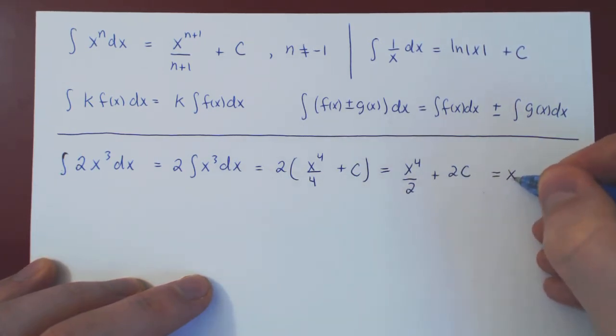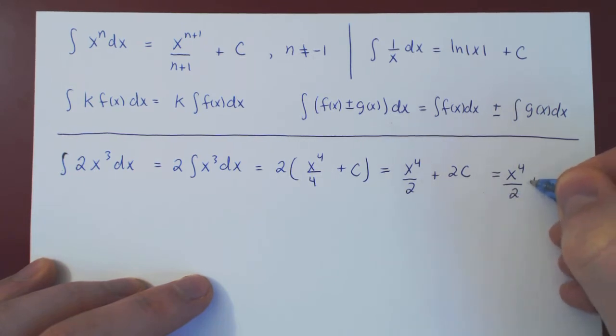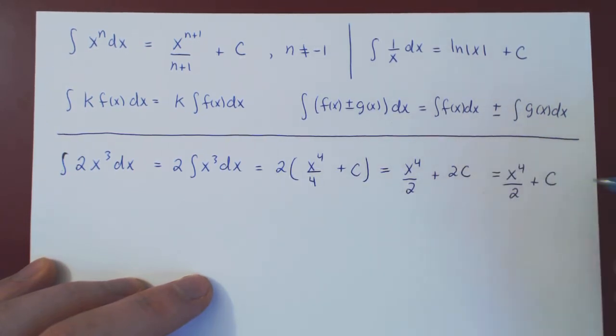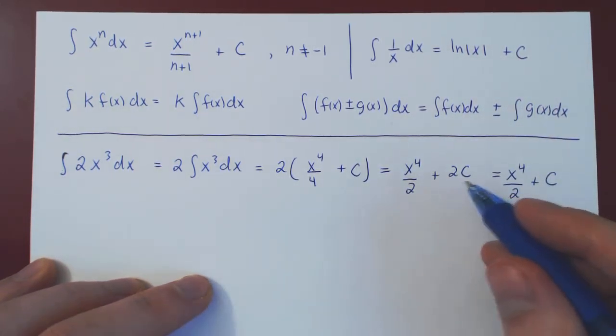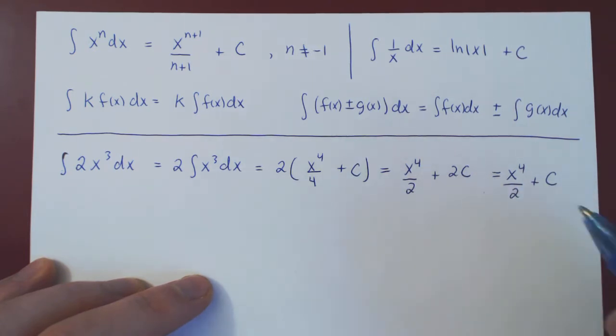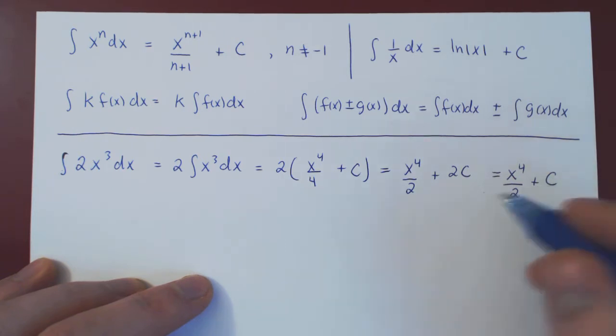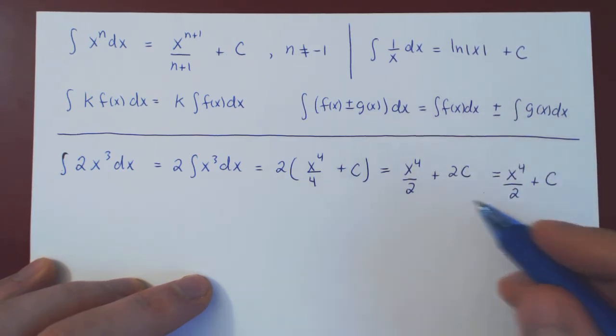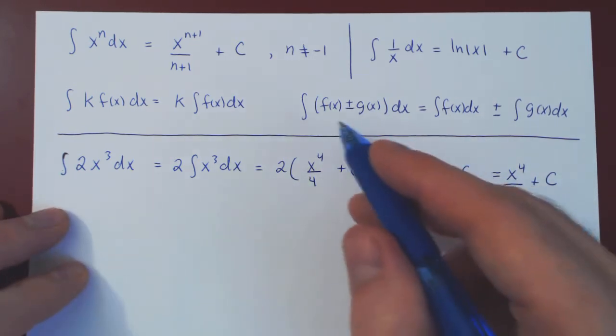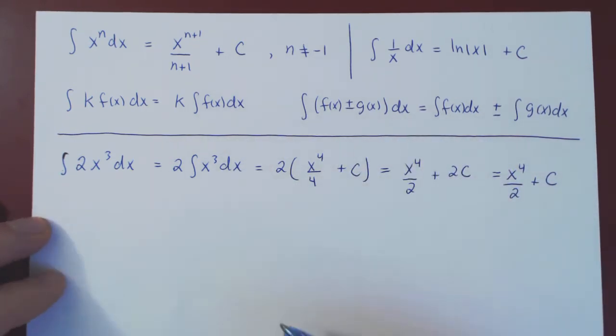So to simplify, I'll simply rewrite 2c as just c. And the understanding here is that these are not the same c. The understanding is that this plus c stands for an arbitrary constant. As c is an arbitrary constant, so is 2c. So this is okay. Let's look now at this property.